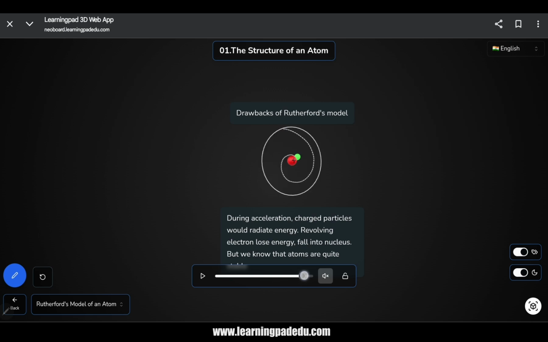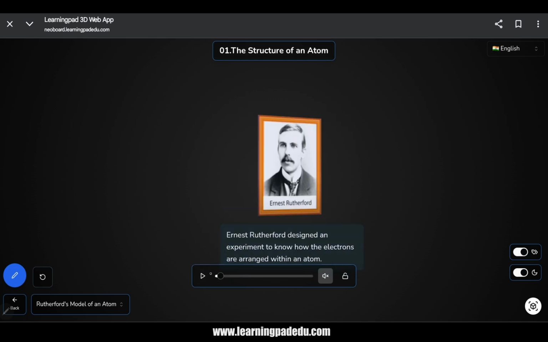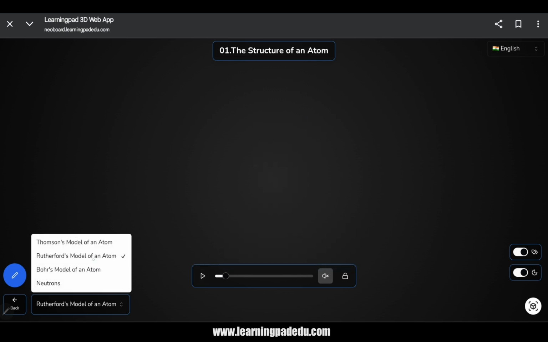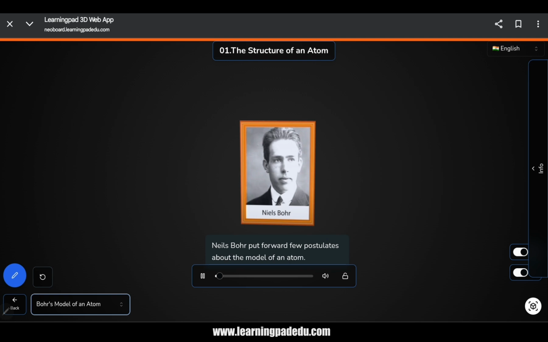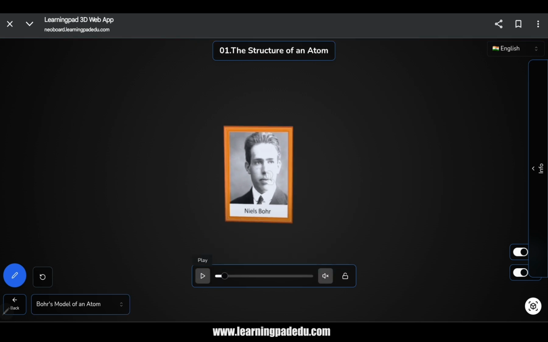You can see in the picture, but it is not happening. Why? Because we know that the atom is stable. So, this is one of the drawbacks of Rutherford's model. To explain this drawback, another scientist put forward a new theory.